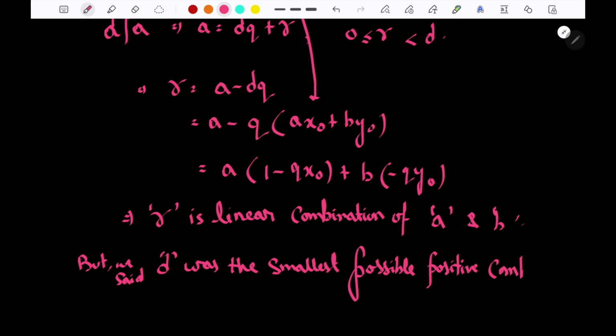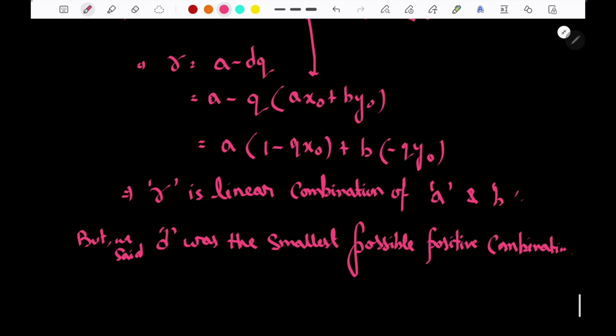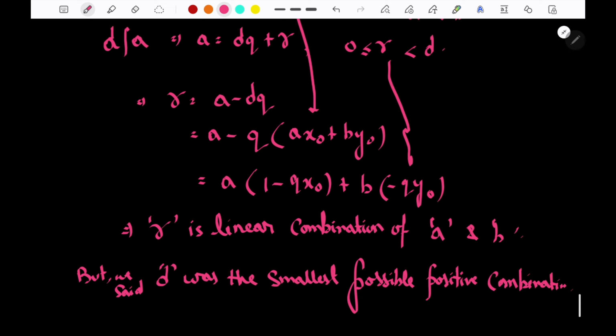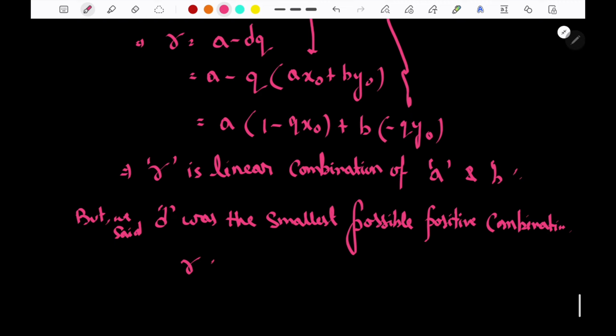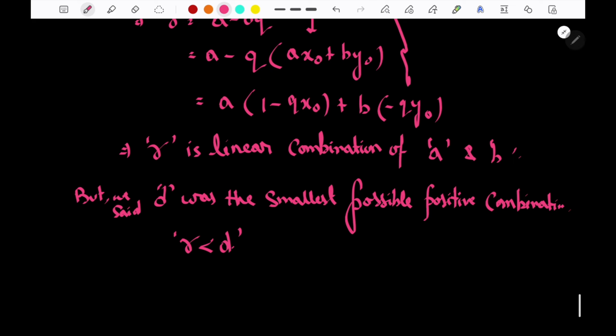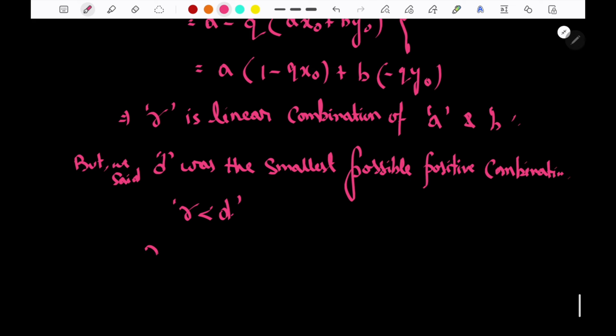So what happened here? How can we exemplify that this r is less than d? Of course, it's written here: r is less than d. Now it means our assumption is wrong. But how could our assumption be better? It means r is not positive, but r equal to 0.